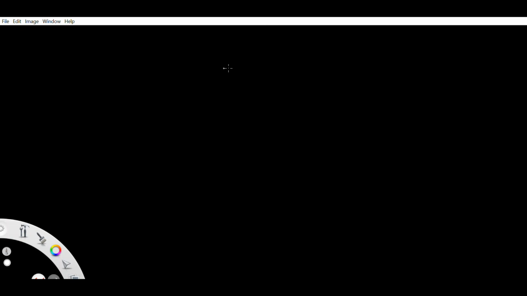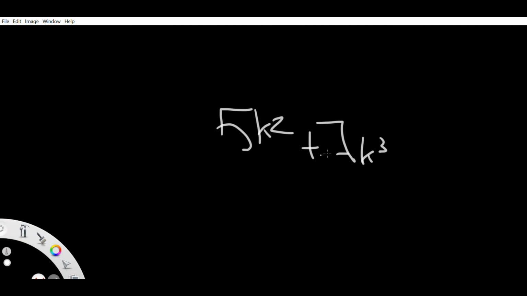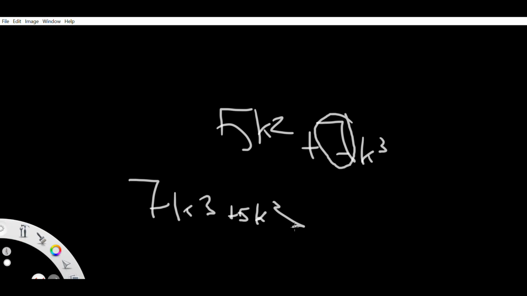So suppose we have another problem. Suppose they're asking us to write 5k squared plus 7k cubed in standard form. Over here, what obviously comes first is k cubed. So 7k cubed plus 5k squared. And 7 is the leading coefficient.